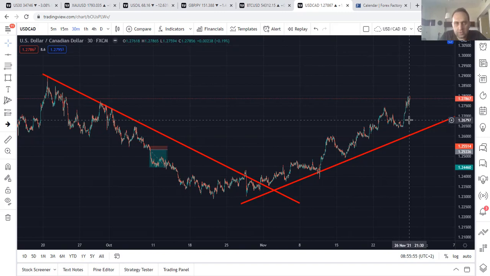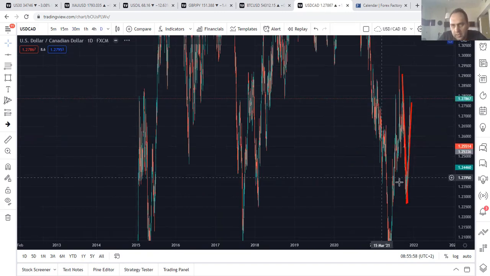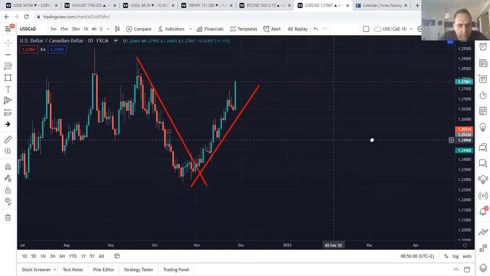You check the small trend line, the big trend line. If you go to the daily, same. You have a big trend line going up.